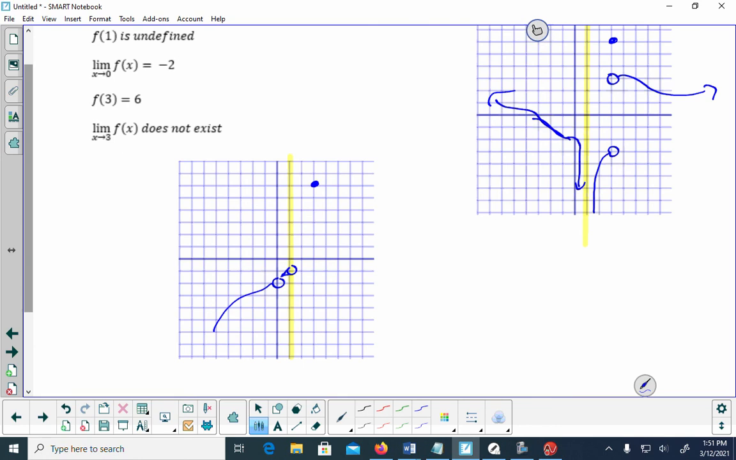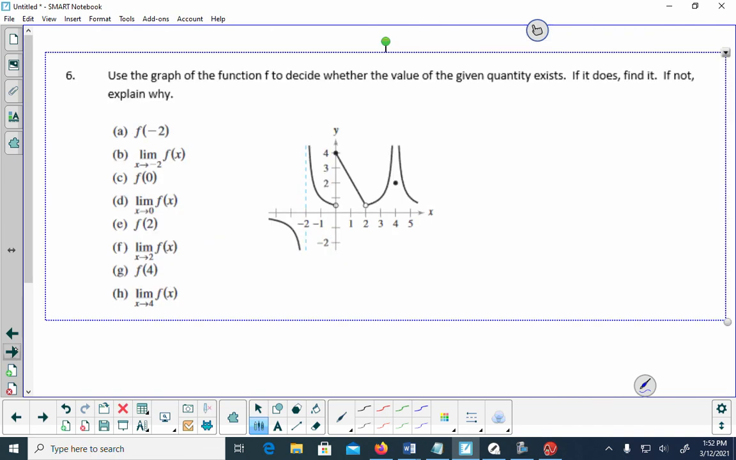So I can go from here, put an open circle here. Then I could do an open circle down here and continue on my graph. Looks completely different, but it still meets the same criteria. So as long as you follow all these steps and you have those all accounted for, any graph will work.